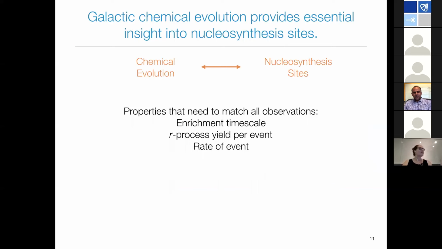So my work is using chemical evolution to determine the nucleosynthesis sites. The things you need to keep in mind are the enrichment timescale, the R process yield per event, and the rate per event. And I argue that this is most easily seen in dwarf galaxies. This is because the chemical enrichment of galaxies helps distinguish by the continual buildup of R process events rather than looking at single events.